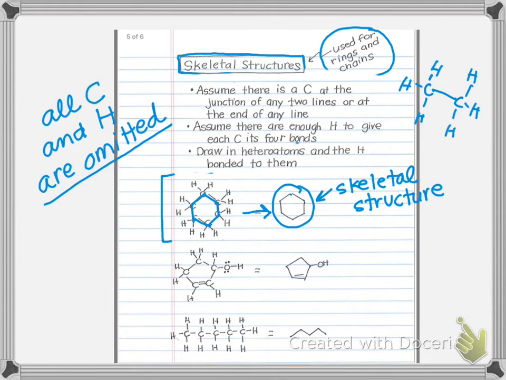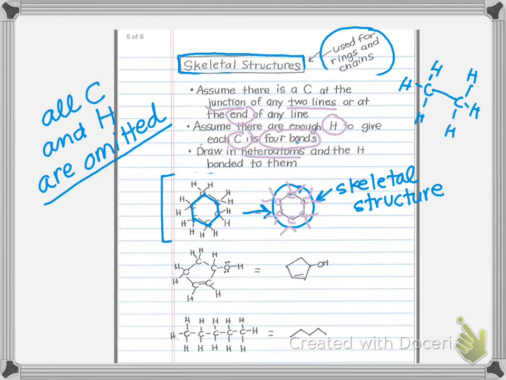It says, assume that there is a carbon at the junction of any 2 lines, so where 2 lines meet, and at the end. So I'm assuming in this one there's a carbon, carbon, carbon, carbon, carbon, carbon. Then assume for each carbon you have hydrogens to give it 4 bonds. That's where you start getting the hydrogens sticking out, because the hydrogens would be there to make 4 bonds. Now if there were any heteroatoms, they would be drawn in, and in this case there were no heteroatoms.